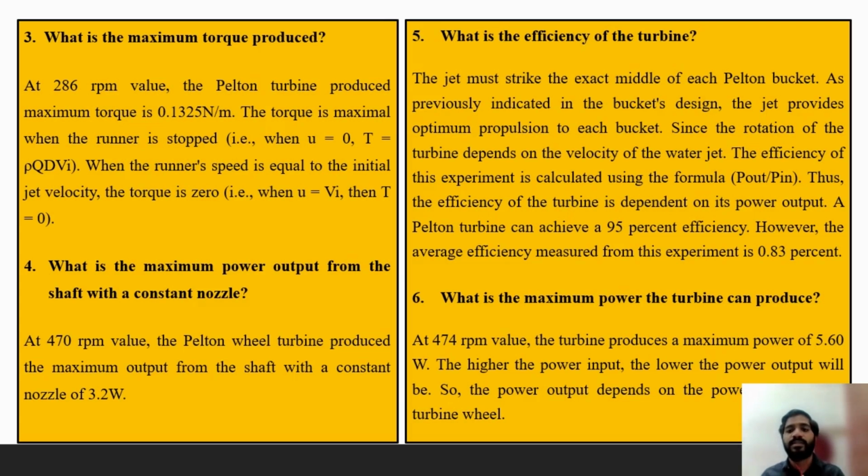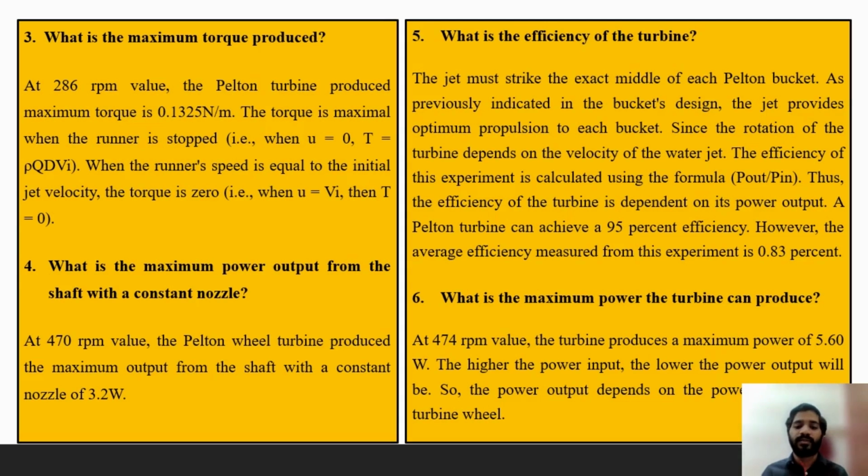So what is the efficiency of the turbine? The jet must strike the exact middle of each Pelton bucket. As previously indicated in the bucket design, the jet provides an optimum propulsion to each bucket. Since the rotation of the turbine depends on the velocity of the water jet, the efficiency of this experiment is calculated using a formula known as P out divided by P in. Thus, the efficiency of the turbine is dependent on its power output. A Pelton turbine can achieve 95% efficiency. However, the average efficiency measured from this experiment is 0.83%.